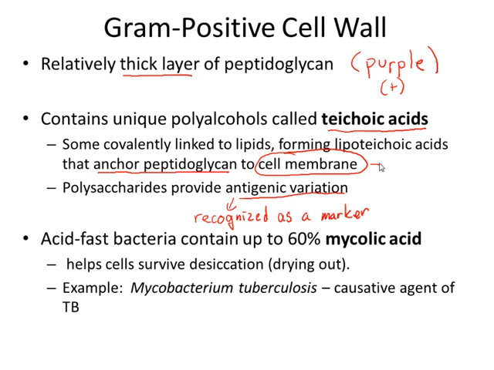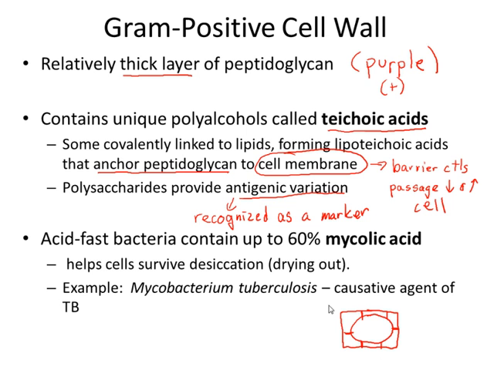Now, if you recall, a cell membrane acts as a barrier that controls passage both into and out of the cell. And so what you can imagine here, if this is a cell membrane, the cell wall surrounds it. And so what allows a gram-positive cell wall to remain anchored to the cell membrane, teichoic acids do, specifically lipoteichoic acids. There are also a very unique class of gram-positive bacteria called acid-fast bacteria, who have specialized acids called mycolic acid.